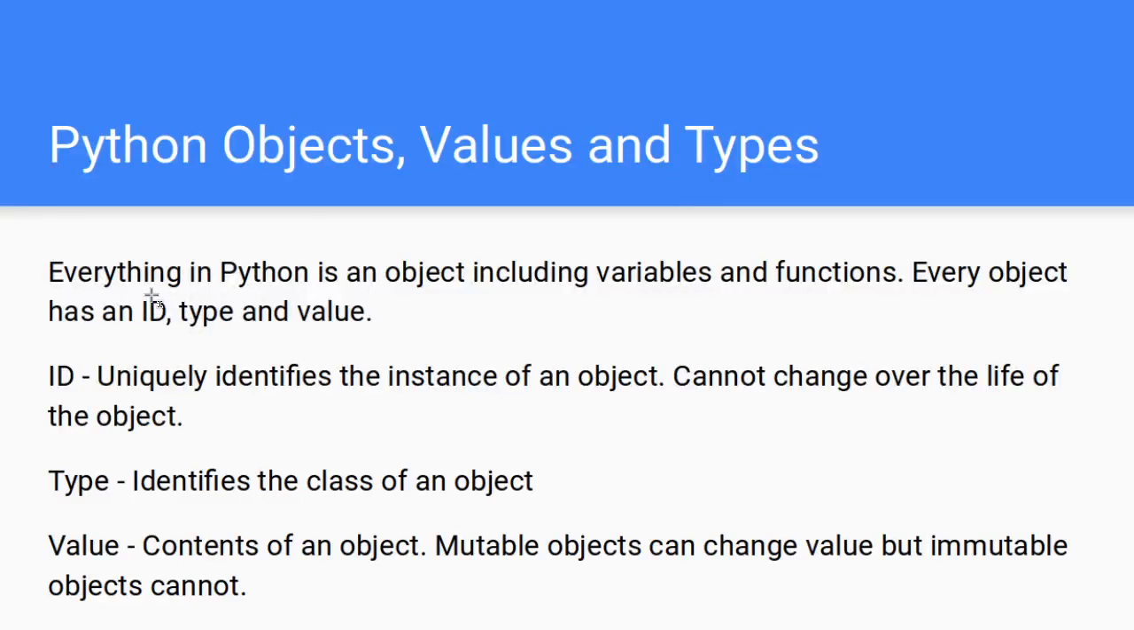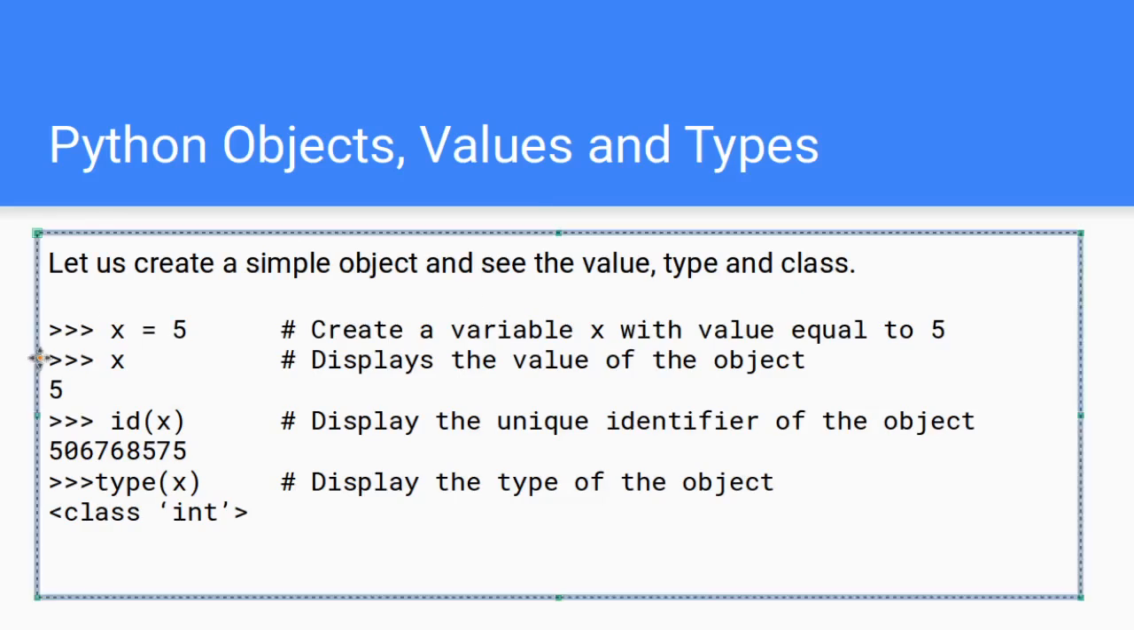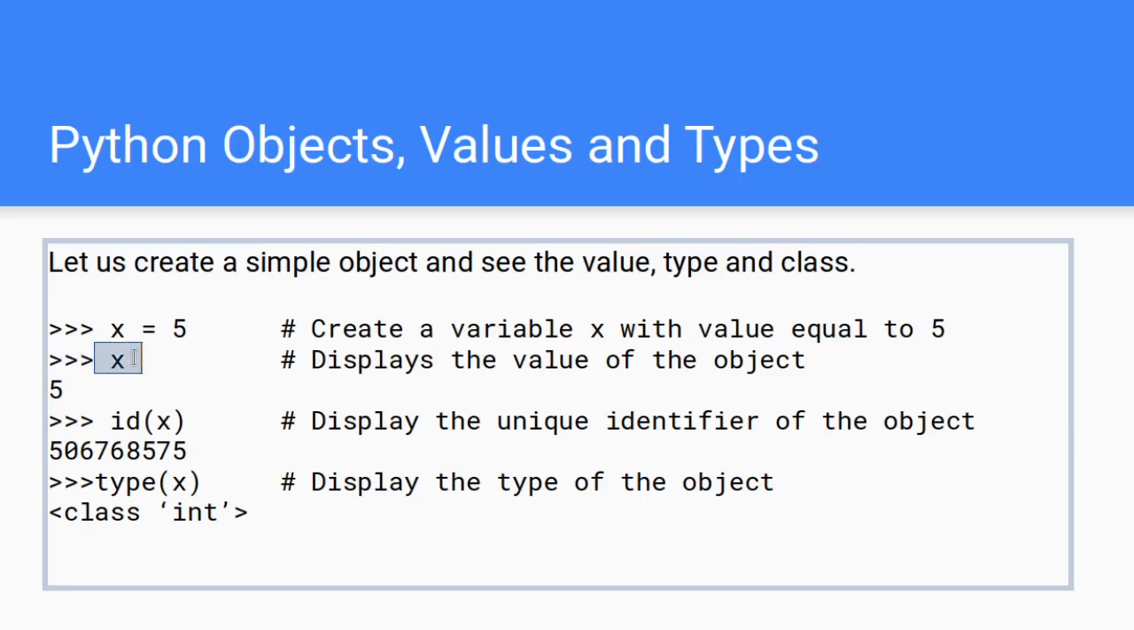Python objects, values, and types. Everything in Python is an object, including variables and functions. Every object has an ID, a type, and a value. Let's create a simple object and see the value, type, and class. So we create a variable x, which is equal to 5. Then we display the value of the object. Once we're inside of the interpreter, we can just type the value and it prints out for us. And we can see that if we use the ID function on our x, the value is 5 and the ID is this big integer number. And if we print off the type, then we'll see it's of the class int.